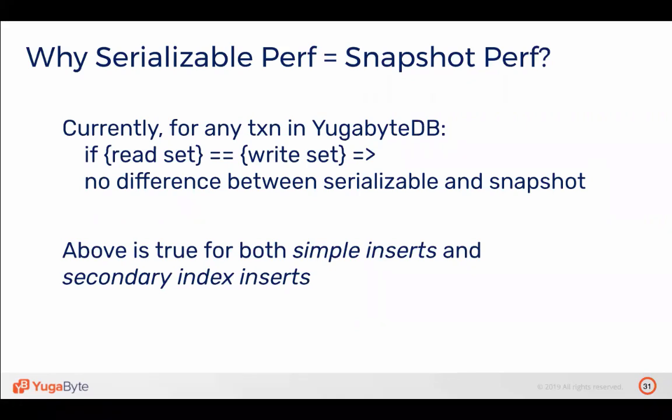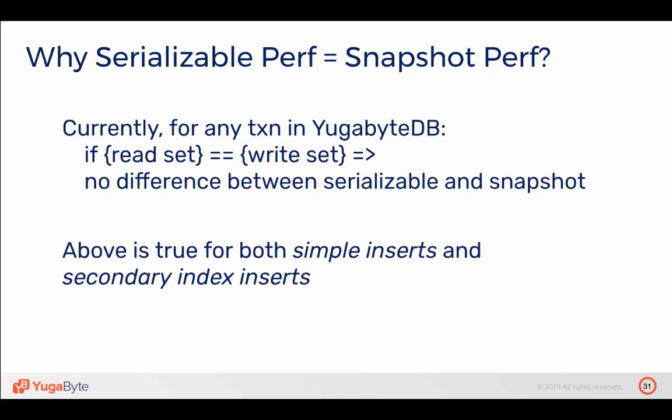It is possible for us to, in certain cases, improve the performance at snapshot, even for the same workloads, but currently it is just following the same path. If you take a single row insert, it has to check if the row is present or not, which means it has to read the existing row, and then it has to write it if it is not present. So the read set and the write set are the same.